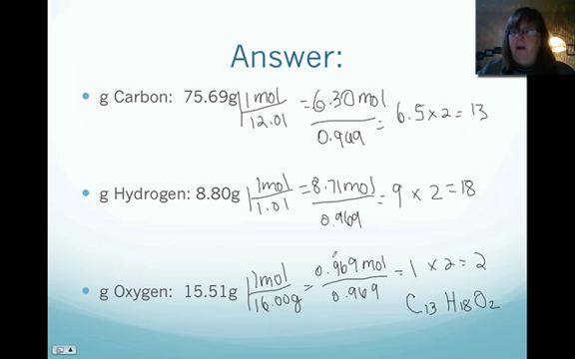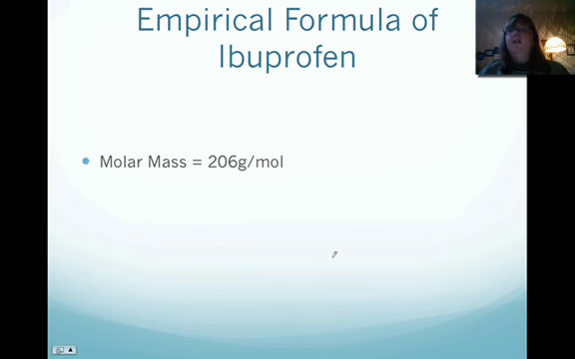We now have our empirical formula. All right, so let's go ahead here and write the empirical formula again. So it was C13H18O2. Let's go ahead and get the empirical mass of that.